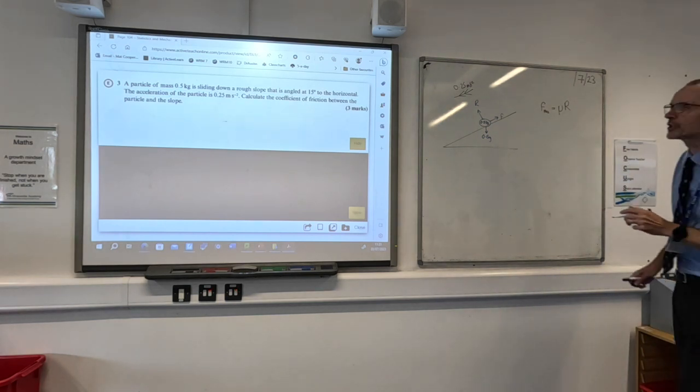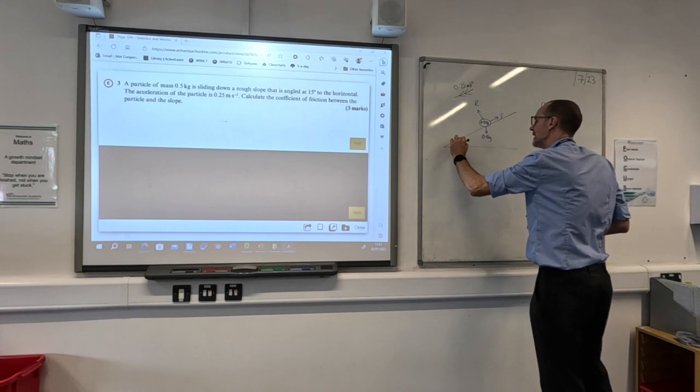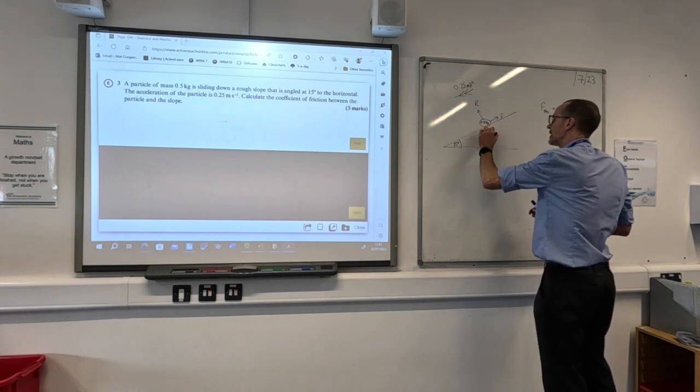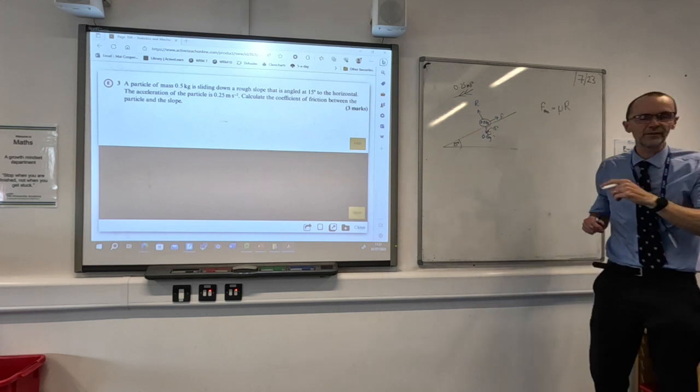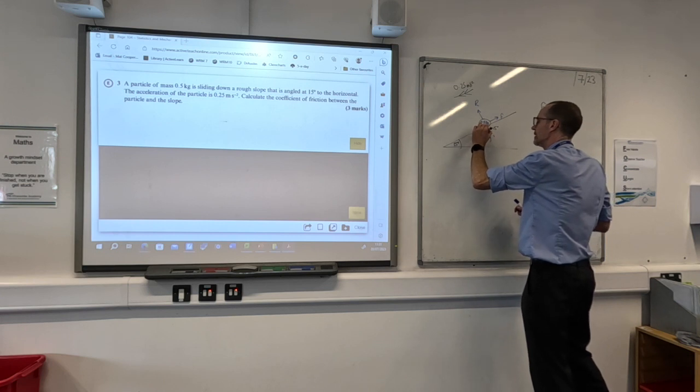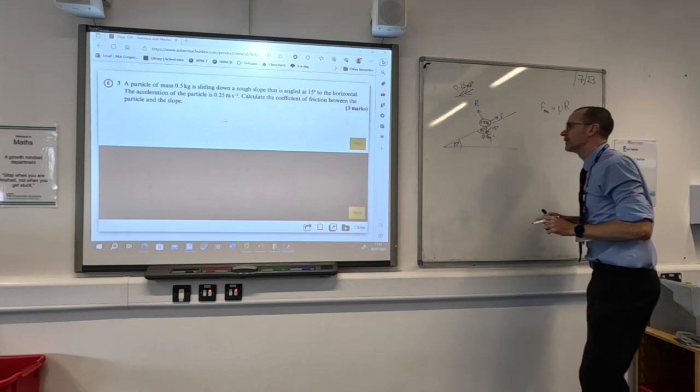Let's fill in the angles. So we've got a 15-degree angle here, so I know that angle there is 15 degrees, and this angle here is 90 minus 15, which I'm relatively sure is 75.